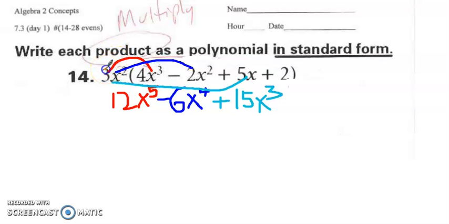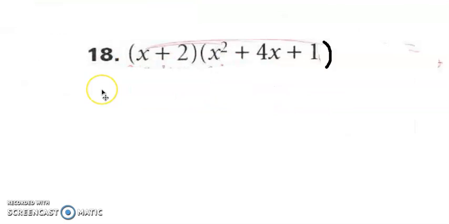Lastly, I distribute the 3x squared to the 2. There's no x's back here, so we're just going to end up with 3 times 2 is 6, and the x squareds come along for a ride. And we've written it in standard form, which is where the biggest exponent group is in front, working our way down to the smallest exponent group, which is x squared. Next, we're going to review number 18 from day 1.